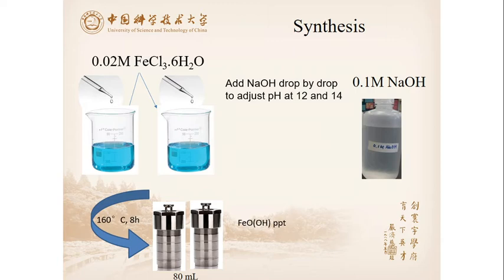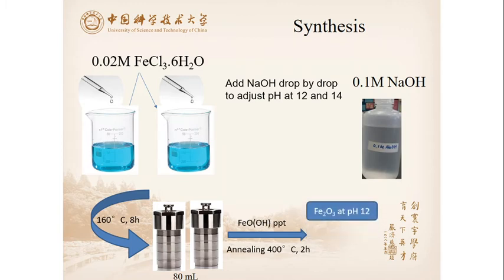At this step, we need to separate out these precipitate by filtration. Then we need to dry out these precipitate at 60 degrees Celsius for 16 hours. After this, the dry precipitates were annealed at 400 degrees Celsius for 2 hours, and finally we will get the iron oxide nanoparticles at pH 12 and pH 14.